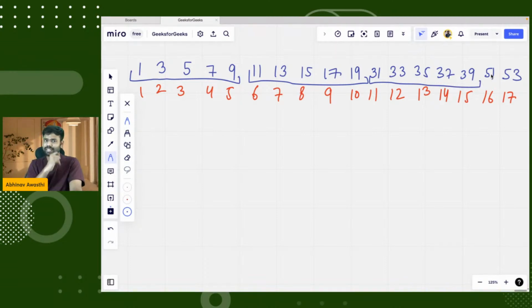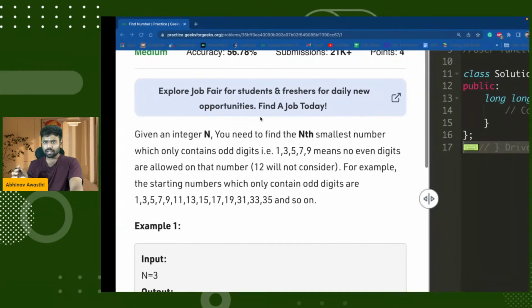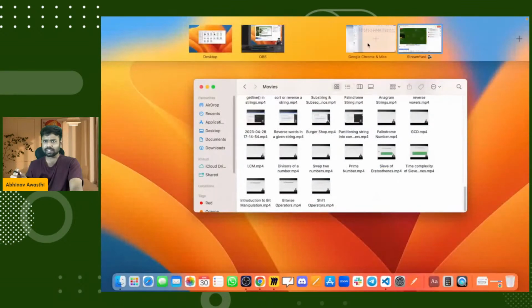The pattern is, you can see that this is the first form of the number. If the number is first, it is 1. For 2, it is 3. For 3, it is 5, 7, and 9. Meaning for every number, you are taking the odd number present. I hope that is clear.